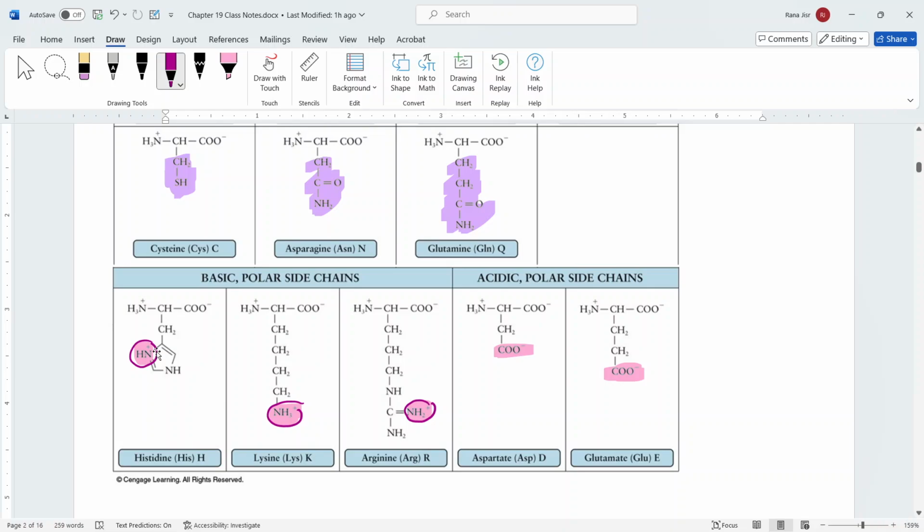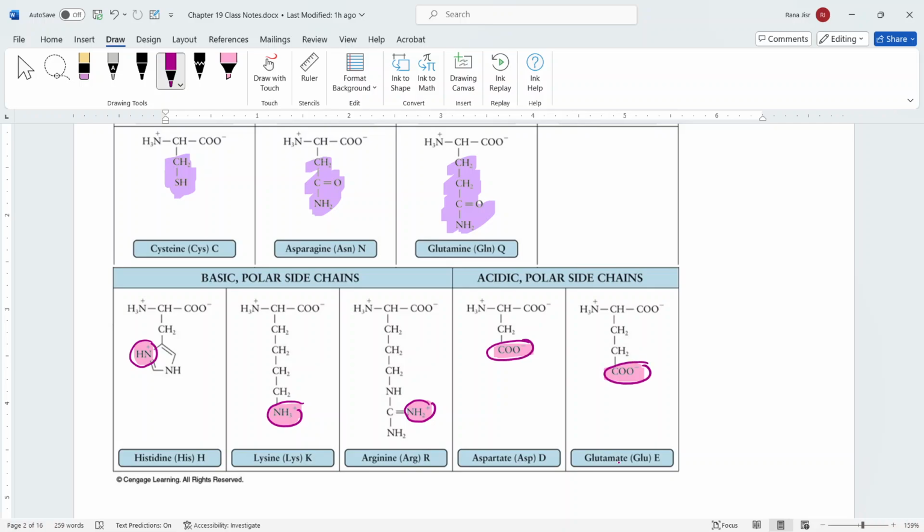On the other hand, the acidic polar side chain amino acids carry a negative charge at a certain pH value. An example is aspartate or aspartic acid, or glutamate or glutamic acid. These 2 amino acids do have acidic side chains at a neutral pH. Their side chains have the carboxylic group, as you can see over here.